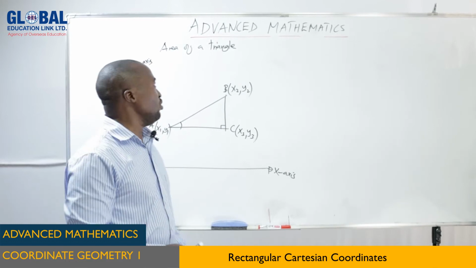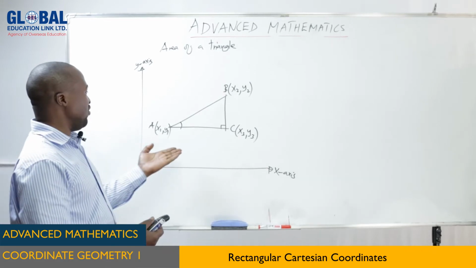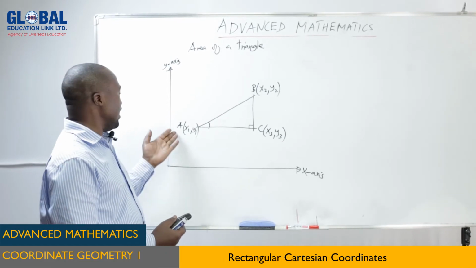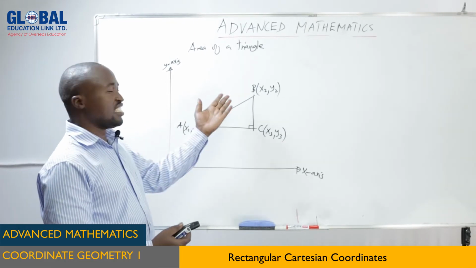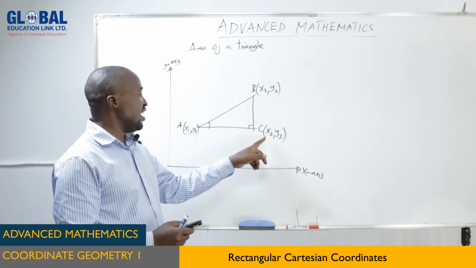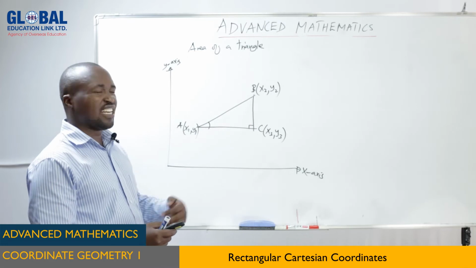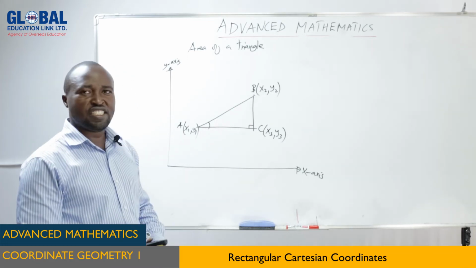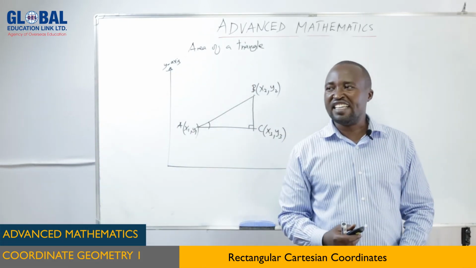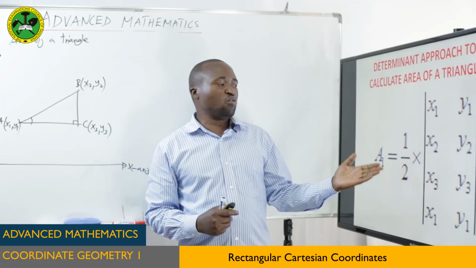So my dear student, we continue with the area of a triangle in the XY plane. So we have a right angled triangle here that has coordinates A (x1, y1), the second coordinate B (x2, y2), and the last coordinate C (x3, y3). Now suppose you are supposed to find the area of this triangle. In coordinate geometry, there is a special formula that is going to help us find the area of that triangle. So the area is equal to a half.